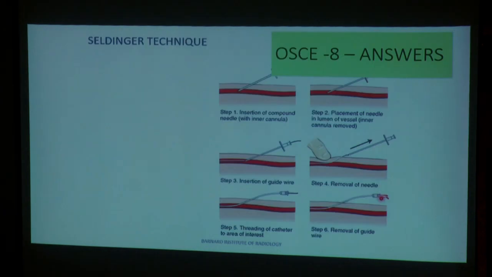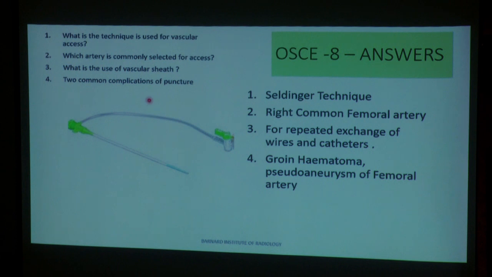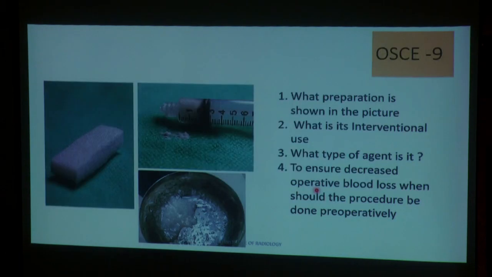So what is the use of the vascular sheath? Once you put in this sheath, this is a vascular sheath, and this is a 6F. It is color coded: green is 6F, orange is 7F, and so on. So once you put the sheath, you can have any number of wire exchanges or catheter exchanges into the femoral artery. That is the use of the vascular sheath. And the common complications, as I said, aneurysm.